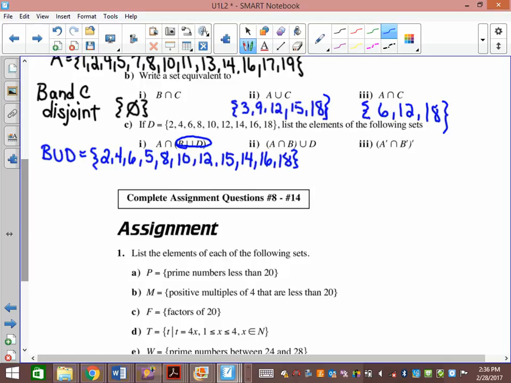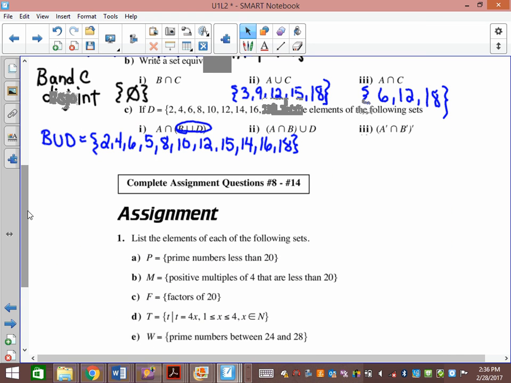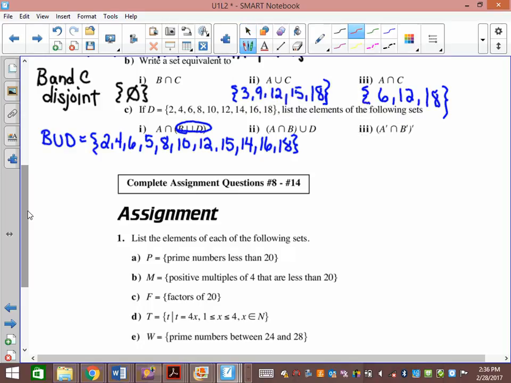So now I want the elements that are in A and in this B or D. So in A, we have the options 3, 6, 9, 12, 15, and 18. So 3, nope. 6, 9, nope. 12, 15, and 18. So which ones are in both? 6, 12, 15, and 18, right? Because I only underlined the ones that occur in both. So the answer to this, A and B or D, is 6, 12, 15, 18.